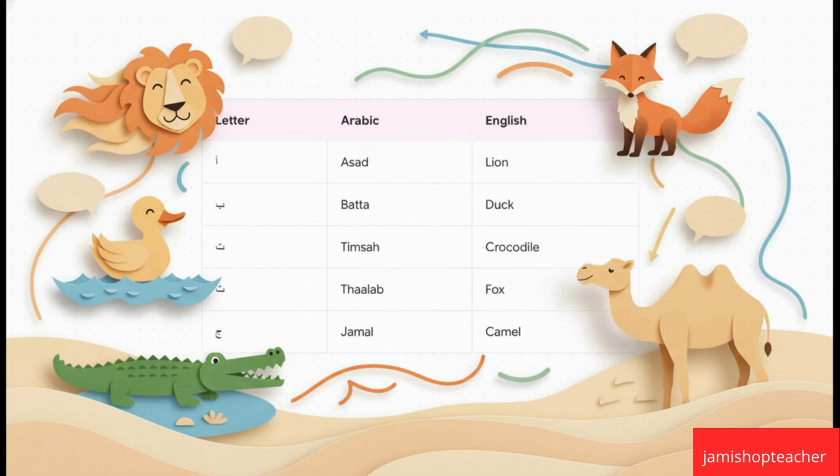Look at this brilliant sequence here. Notice the rhythm? The letter Aleph connects to Asad, brave and strong, a lion. The letter Ba connects to Bata, swimming in the water, a duck. Ta goes with Timsah, the crocodile. Tha with the clever Thalab, the fox. And Jim with Jamal, the camel walking in the desert. By pronouncing these with a steady beat and bridging them right back to familiar English concepts, we're building a mental map that the brain absolutely loves.